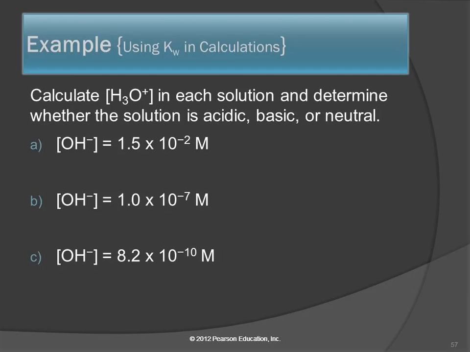So let's do this one. I'm actually going to start with the one on the bottom, just because. So it's asking us to calculate the hydronium ion concentration and then determine whether the solution is acidic, basic, or neutral. So let's look at C first. Hydroxide ion concentration is 8.2 times 10 to the minus 10. To find the hydronium ion concentration, we need to use that equation. Hydronium ion times hydroxide ion equals what?